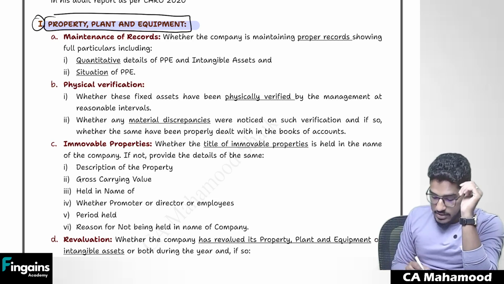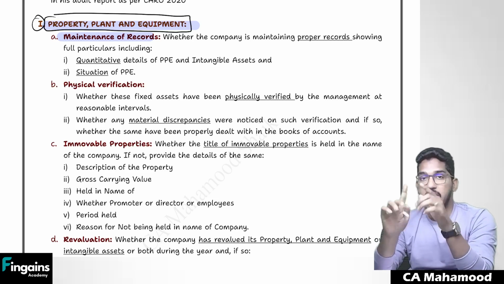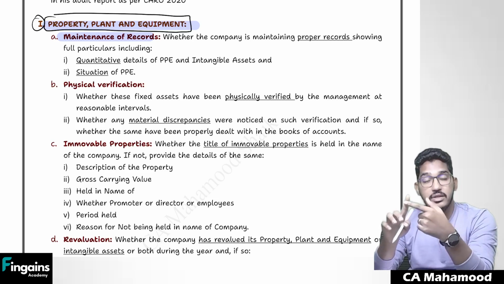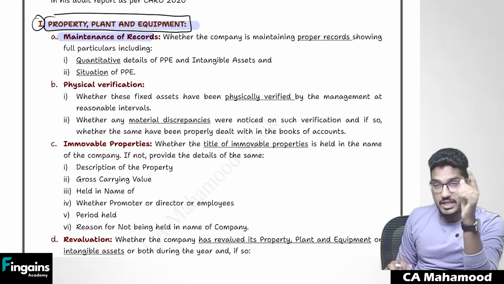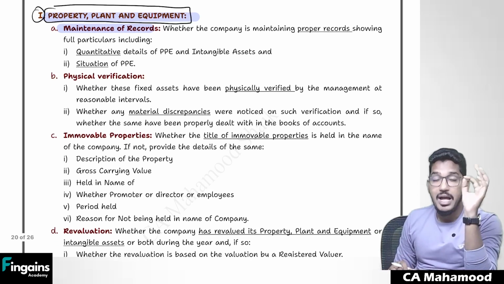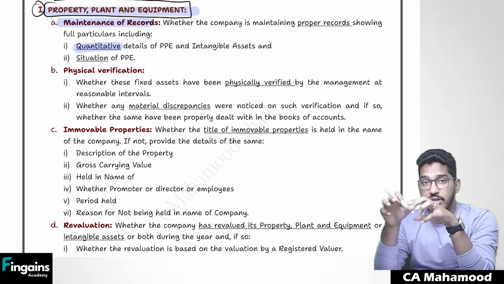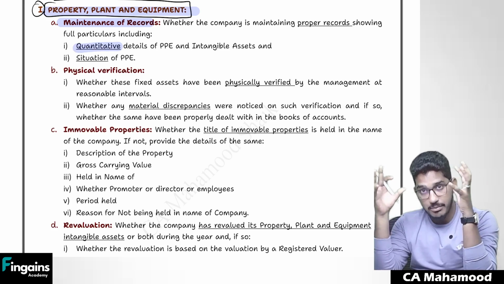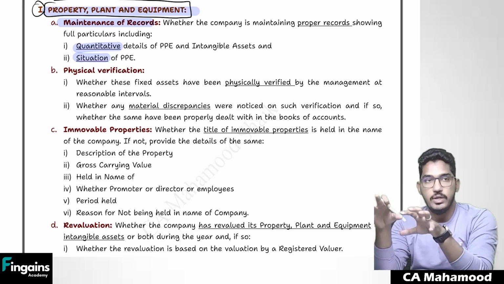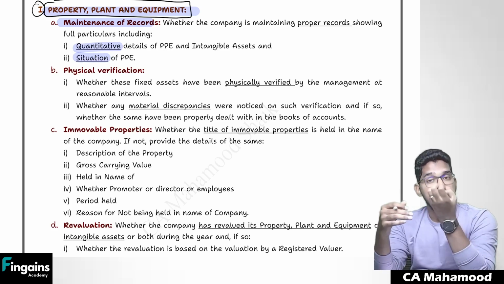Number 1. As an auditor, we need to check whether proper records regarding the PPE are maintained or not. They are not asking the auditor to maintain the records. They are asking the auditor to verify whether the management of the company has maintained proper records regarding PPE, and from those records, they should show quantitative details. Nothing but in those records, we should be able to find the details of how many PPE are there, and also where that PPE is located, whether it is located at the head office or at a branch office. Those details must be captured in the records.